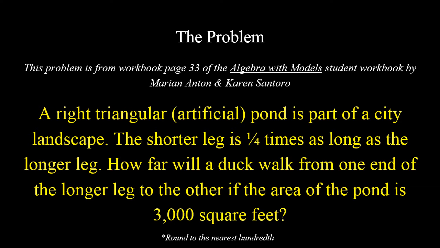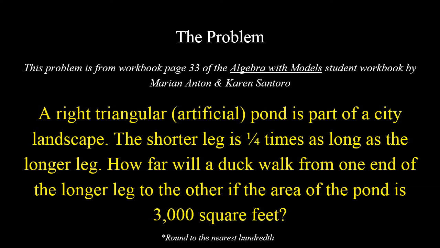So when I read my problem, I read it 3 times. The first time I just read it like we just did. The second time I read it again and I start looking for important pieces of information that I might circle and star. So here I might circle that the shorter leg is 1/4 times as long as the longer leg. I would probably circle 3,000 square feet, things like that. And then the third time I read it, I really focus in on the question. So I'd read it a third time, and then I'd really think about what this question is asking me.